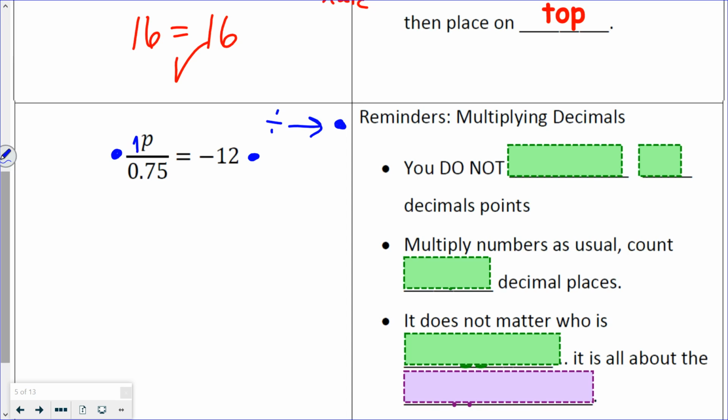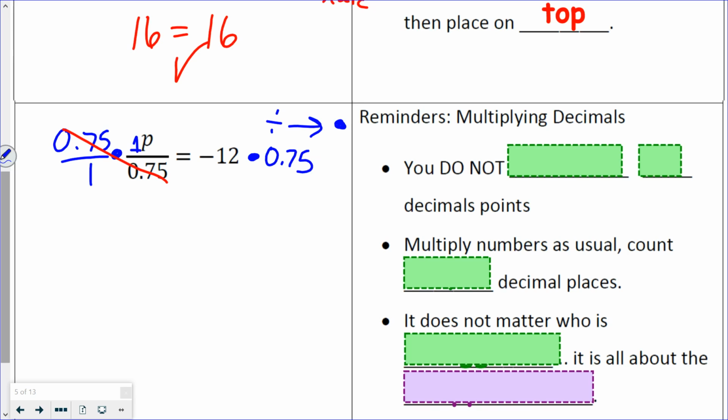Technically, this is a 1P, okay? P is being multiplied by 1 over 75 hundredths. So I need to multiply by 75 hundredths over 1. Whatever I do to one side, I have to do to the other. The reasoning: I have to cancel those out. I want to make a 1 so that then they are equal.